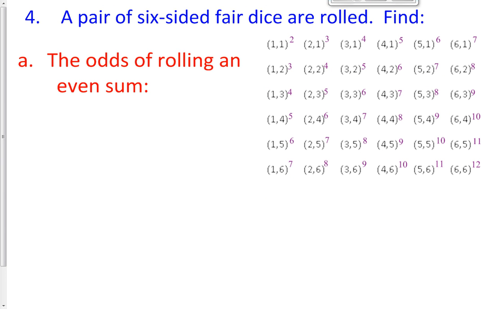Let's move on to another situation. Here we have a pair of 6-sided fair dice are rolled. So what's happening, class, is on these dice you could get a 1-1, 1-2, 1-3, 1-4, 1-5, 1-6.